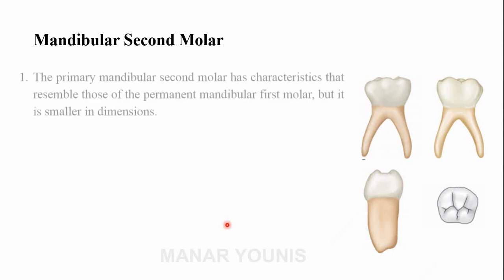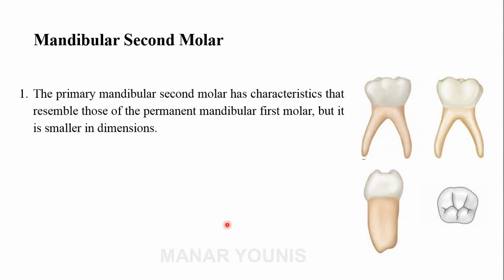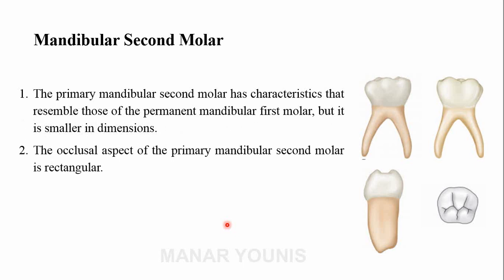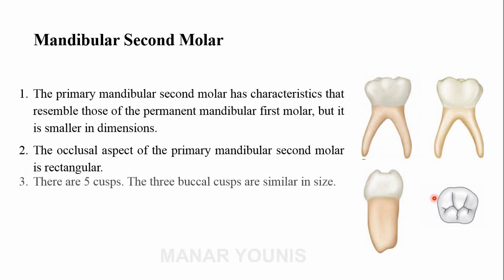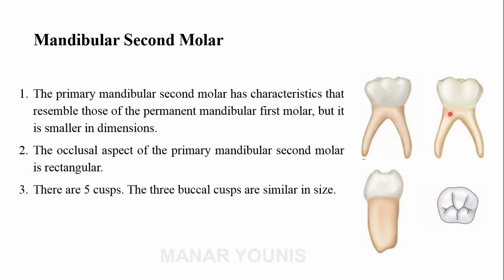The mandibular second molar has characteristics resembling those of the permanent mandibular first molar, but with smaller dimensions. The occlusal aspect is rectangular. There are 2 roots and a smaller root trunk, and 5 cusps, 3 buccal and 2 lingual. The 3 buccals are similar in size, as well as the 2 lingual, which are nearly equal in size.